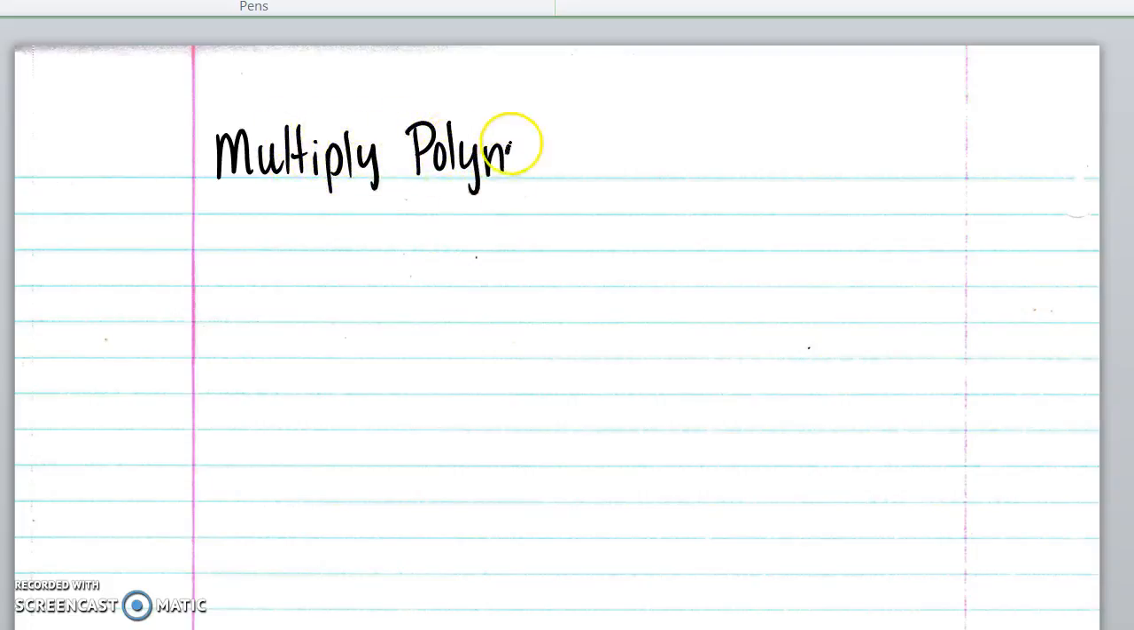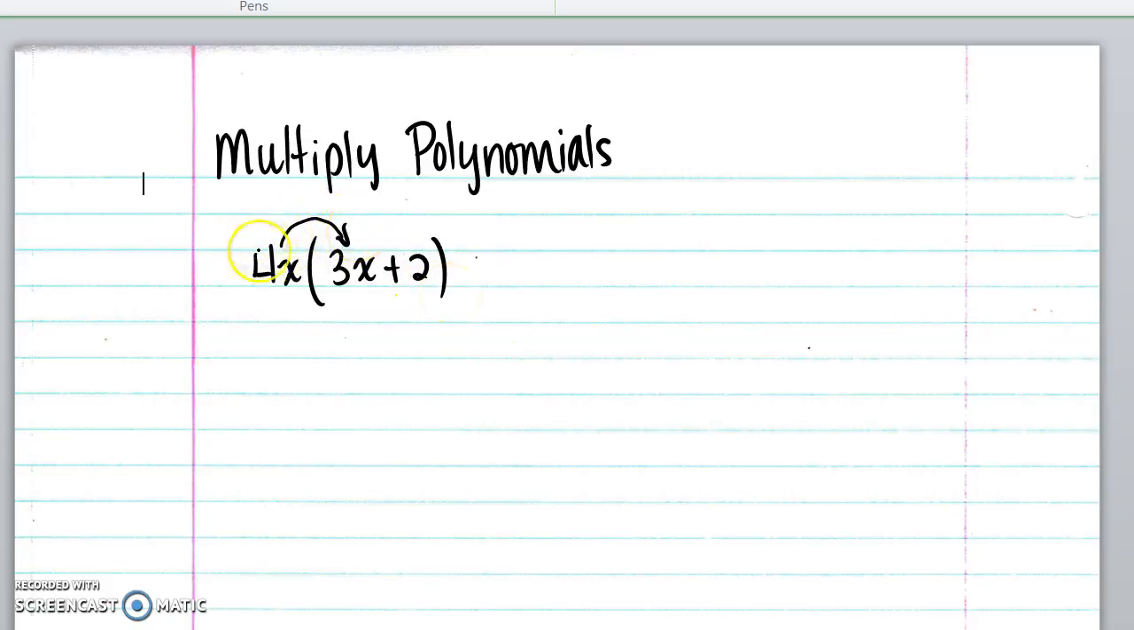Hey guys, I'm going to show you first of all how to multiply polynomials. This isn't going to be too hard for you because you already have an idea of the distributive property, and that's all it is. The only new thing is when you multiply variables, you add the exponents. So if we have 4x times 3x plus 2, you're going to do the distributive property.